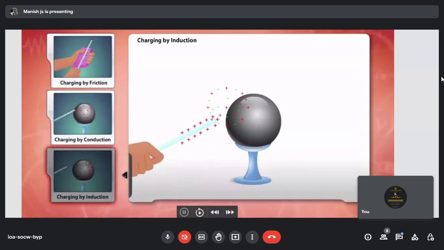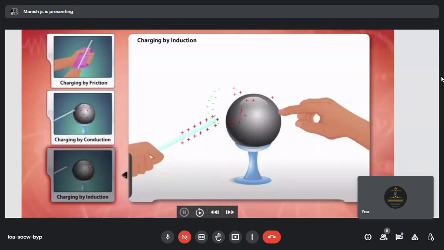The rod attracts the negative charges on the sphere, and the negative charges get accumulated on the surface near the glass rod. At the same time, the positive charges on the sphere get repelled and move towards the rear end of the sphere. Let's now touch the rear end of the sphere momentarily. This will earth the rear end.